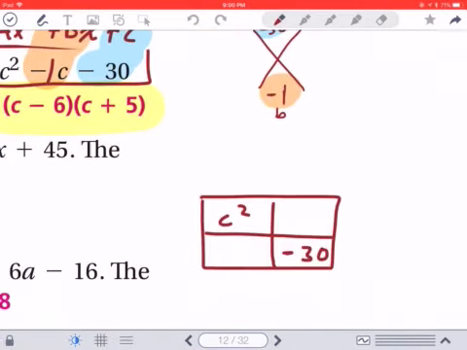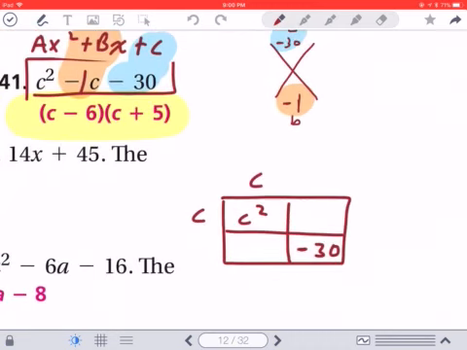I know that this has to be c, and I know this has to be c because c times c is c squared. And then I have to think about what things multiply to negative 30. It could be negative 10 and positive 3. Could be a couple things. Could be negative 30 and positive 1. Could be negative 1, positive 30. But whatever it is, they have to add up to negative 1.